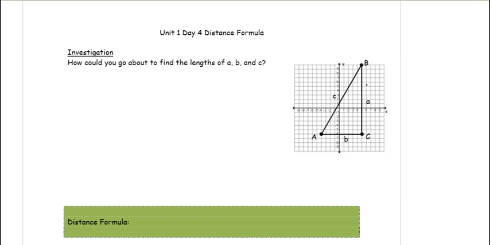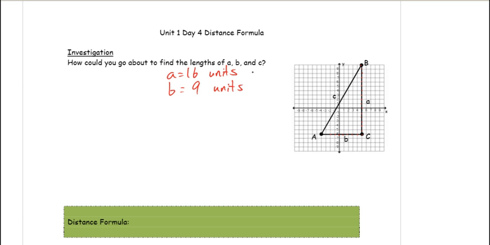For side A, we can count from B to C. 1, 2, 3, 4, 5, 6, 7, 8, 9, 10, 11, 12, 13, 14, 15, 16. Okay, so A is 16 units. Now we have B. From A to C, 1, 2, 3, 4, 5, 6, 7, 8, 9 units.